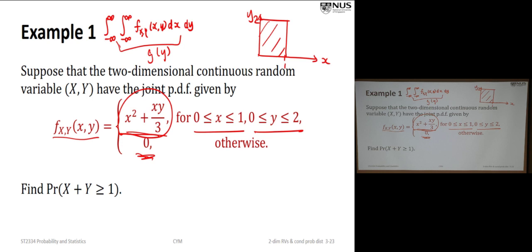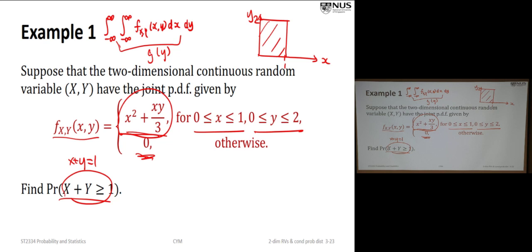So what we are asked is to find the probability of x plus y greater or equal to 1. What we do is figure out this region. This event, x plus y greater or equal to 1, represents a region in the R squared plane. So we have to look at the boundary. The boundary is x plus y equal to 1, so draw the line.